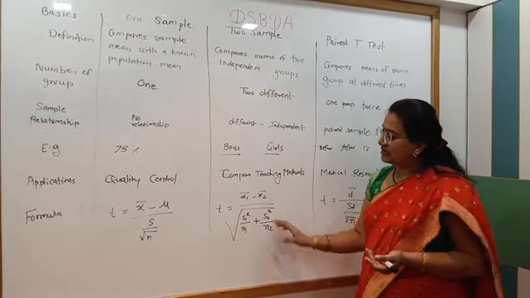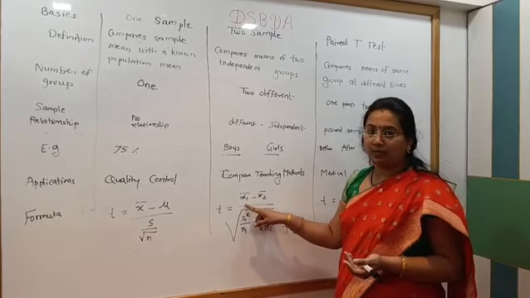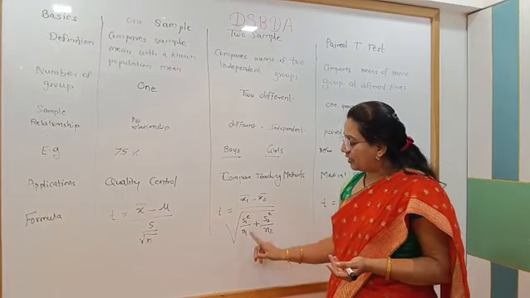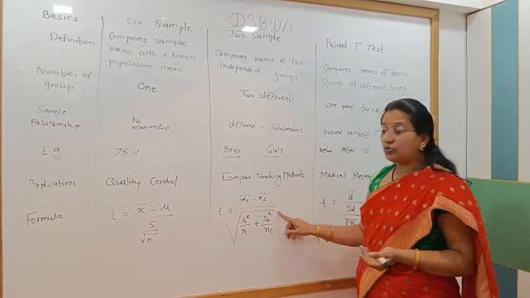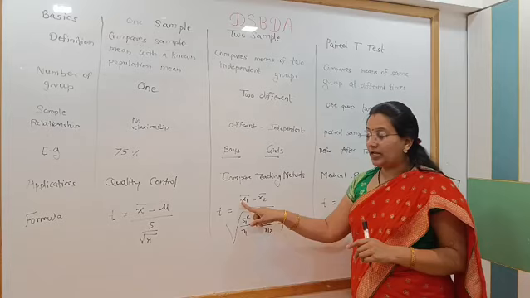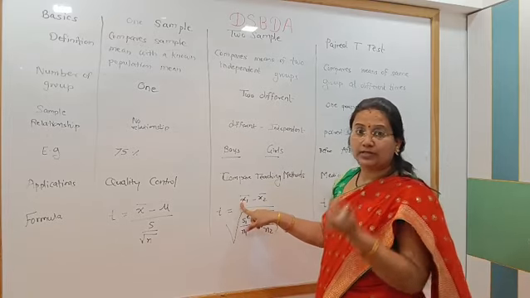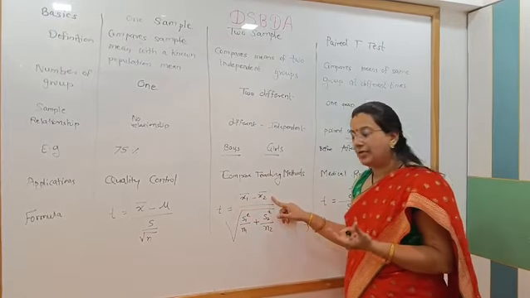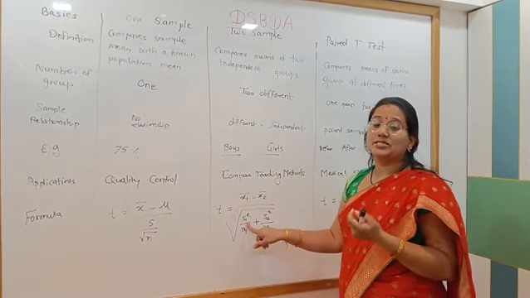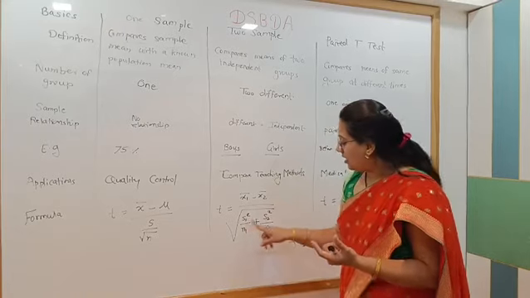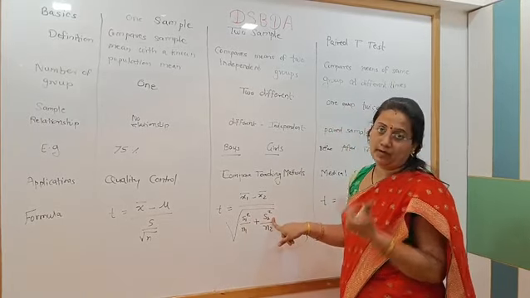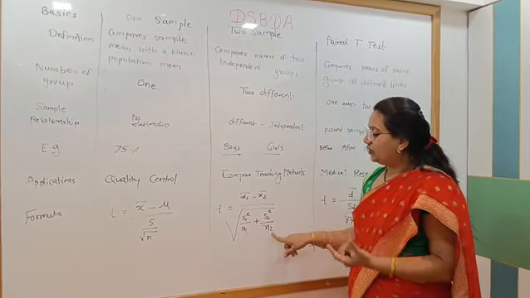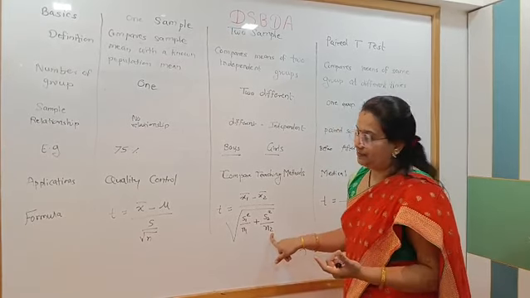For the two sample test, the formula is x1 bar minus x2 bar divided by the root of s1 square divided by n1 plus s2 square divided by n2. Here x1 bar is the mean of the first class, class A, and x2 bar is the mean of class B. s1 is the standard deviation of class A, s2 is the standard deviation of class B, n1 is the total samples in class A, and n2 is the total samples in class B.